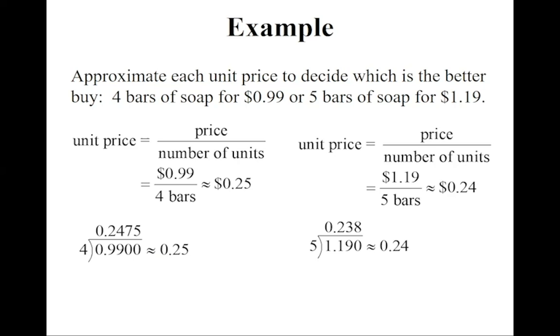0.2475, or about 25 cents. If we divide $1.19 by 5 bars, we get 0.238. So 23.8 cents, or about 24 cents compared to the about 25 cents. It's about a cent cheaper to get the 5 bars of soap for $1.19. So the 5-bar package is the better buy. And that is it for this topic.